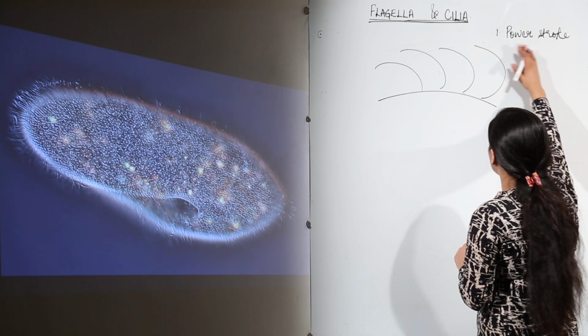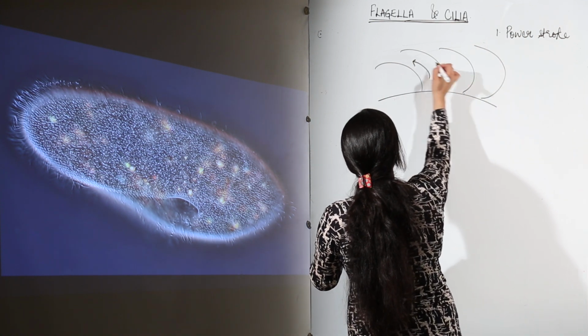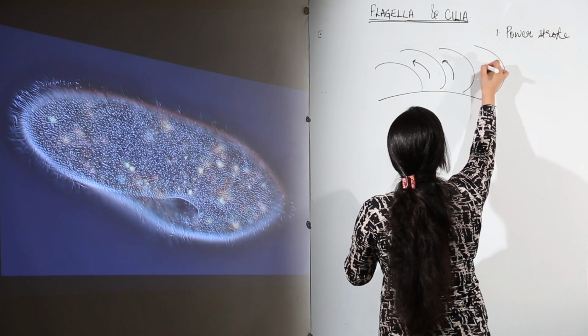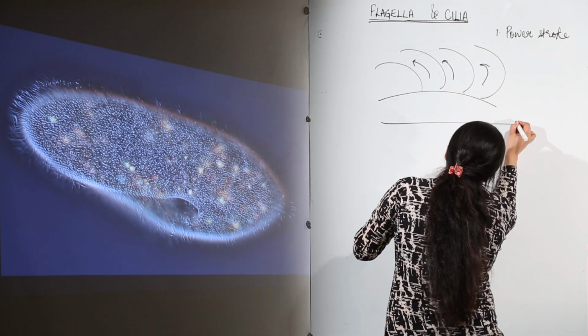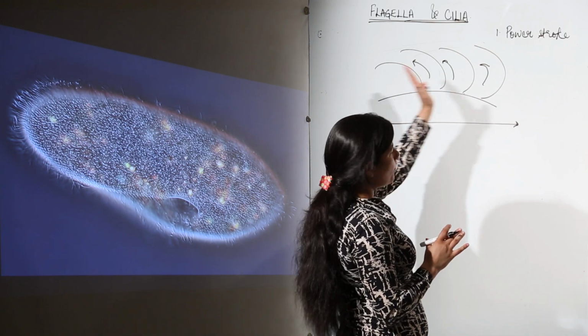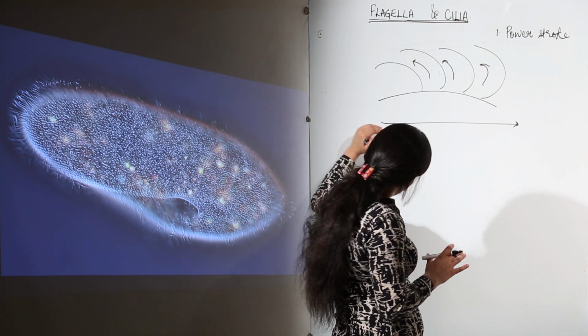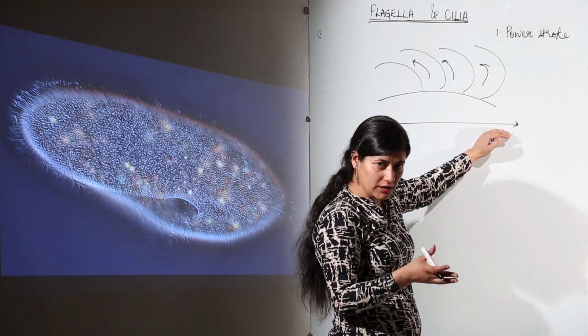The first stroke being the power stroke. Supposedly the cilia are being moved in this direction, so the direction of movement would be in this direction. Please remember this, okay? The power stroke is in the opposite direction. That means the cilia themselves move in one direction, and the direction of the movement of the cell happens to be opposite.